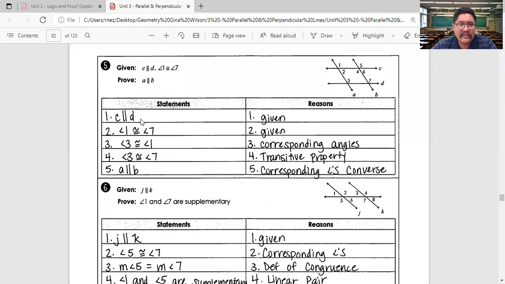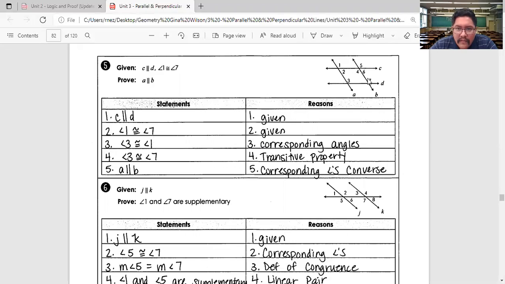So let's put our givens in there. We have 2 sets of givens. We know C and D are parallel. We know that angle 1 and angle 7 are congruent. So that's another given. So what did they do? 3 and 1, right? Because we know these 2 are parallel, and we know that 1 and 7 are the same. So let's try a 1 and 3. They use corresponding angles to show that those 2 are congruent.